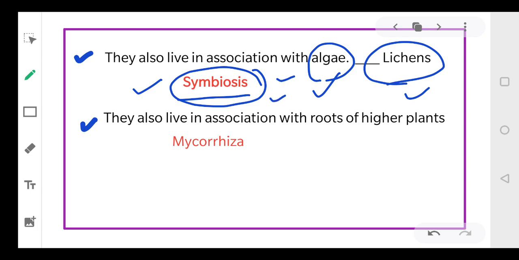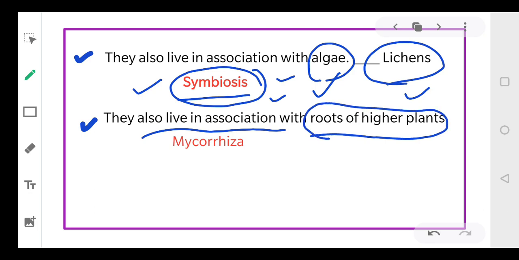The fungi is also observed in association with roots of higher plants, and when it is associated with the roots of higher plants, then we call it mycorrhiza, right?